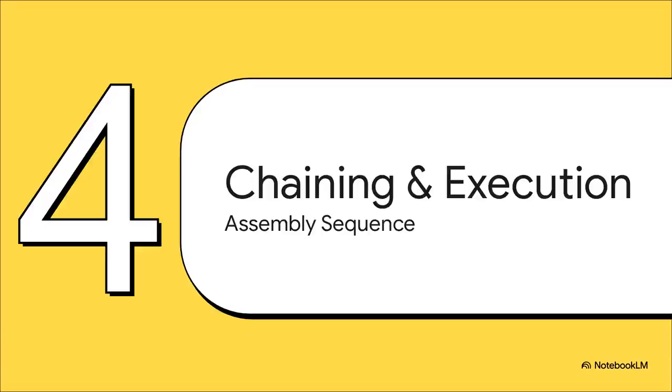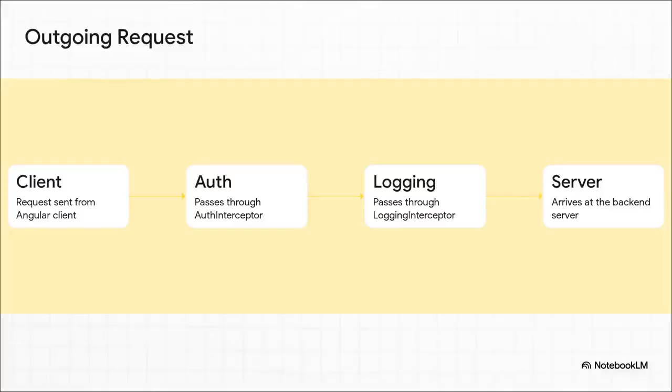Section 4. Chaining and execution order, the sequence of the assembly line. Let's follow the journey of an HTTP request. When your component fires off the request, it doesn't just go straight to the server. It sequentially passes through each interceptor worker on the line. In this example, it hits the auth interceptor first, which might attach a token. Then, the modified request is passed to the logging interceptor, which logs the destination URL. Only after passing through that entire chain does it finally head out to the backend server.